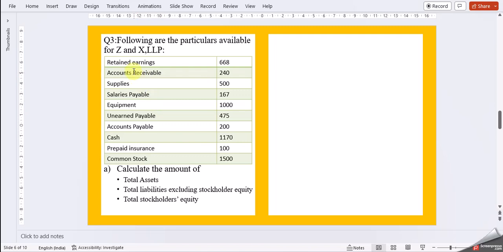Moving on to question 3. Following are the particulars available for Z and X. It is an LLP. Here we have the table given: retained earnings, accounts receivable, supplies, salary payable, equipment, unearned revenue, accounts payable, cash, prepaid insurance, common stock. So question 3A calls for you to calculate the amount of total assets, total liabilities excluding the stockholders' equity, then total stockholders' equity.